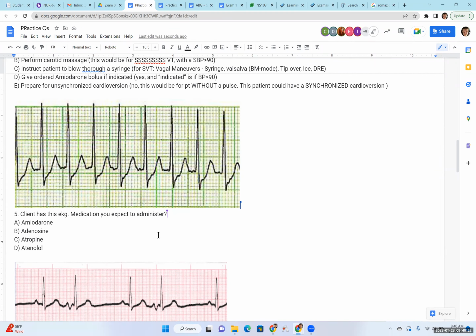PSVT, right? Usually if a heart rate is greater than 150, we're thinking PSVT, okay? There are certain criteria for it, but we definitely got a fast rate. So how do we fix that? Because PSVT only has one drug associated with it. What is that? Adenosine, right? So amiodarone could be given, right?